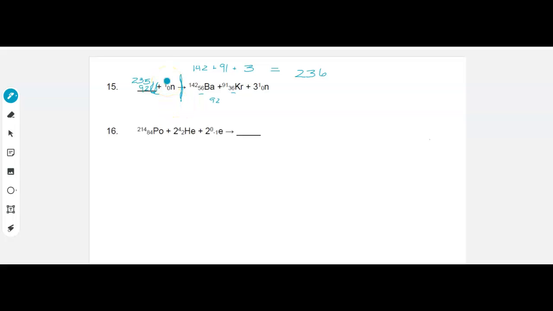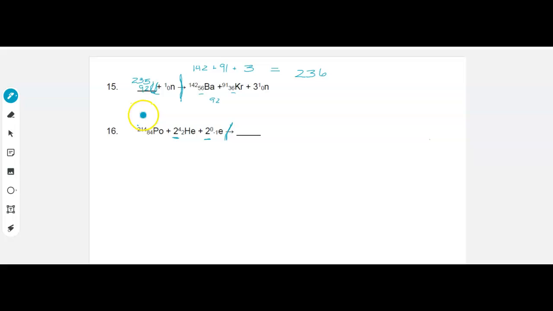So the last item on this slide is number 16. So we look at number 16, and we're going to solve it the same way. Here is my arrow, so that's the dividing line. On the right hand side, I've got several items, and I've got 2 coefficients. I've got a 2 in front of the alpha particle, and I have a 2 in front of my beta particle. And then I'm going to finally wind up with 1 single product for my blank. So on the left, I've got 214, and I'm going to add to that the mass of 2 alpha particles. So 2 times 4 is 8.